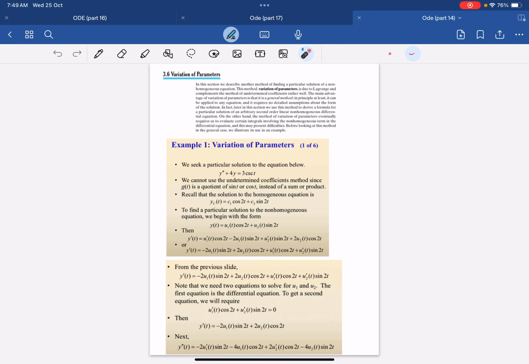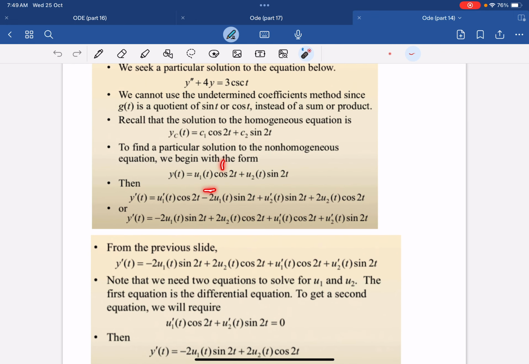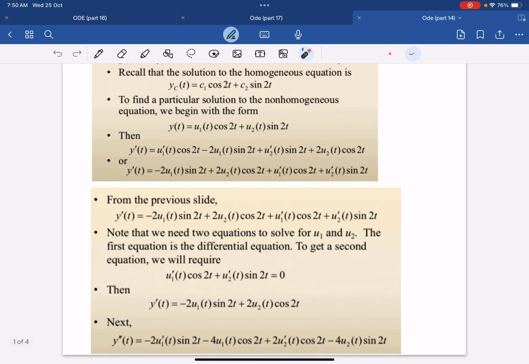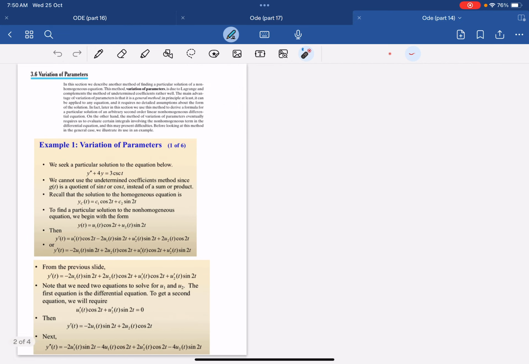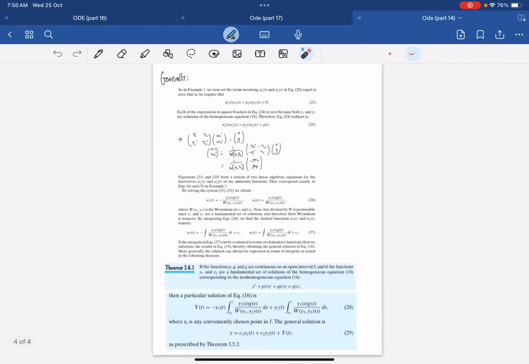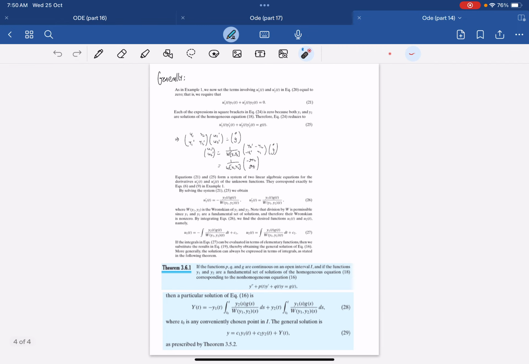So the idea is, okay, so we start with this big y, and then we differentiate to get this. And then we look at it clearly, and we see that we have these terms over here in terms of u1 prime and u2 prime. So we don't want that, and we want to stick with u1, u2. So we want this portion to equal 0. So that's basically the idea behind solving for variation of parameters, and we see that it actually works.